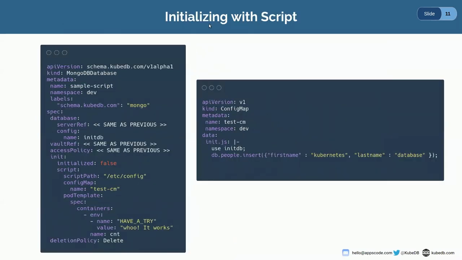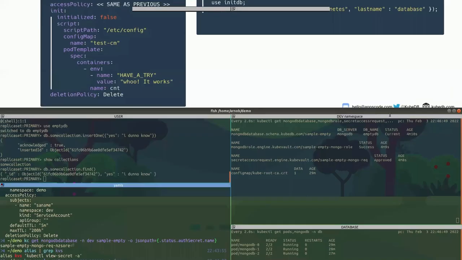Here you can see that we are going to initialize with script. On the left-hand side, I have focused on this spec, which was not in the previous YAML. In this spec, I am referring to a config map called testcm, which has some database commands to work with. The next thing is the pod template, which is the pod template for our init job. So let's apply these things and see what happens.